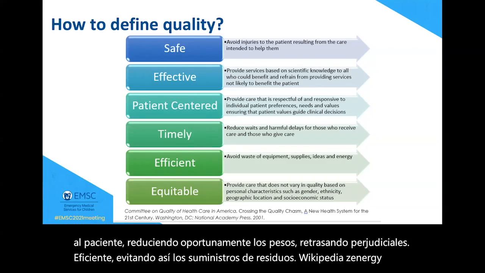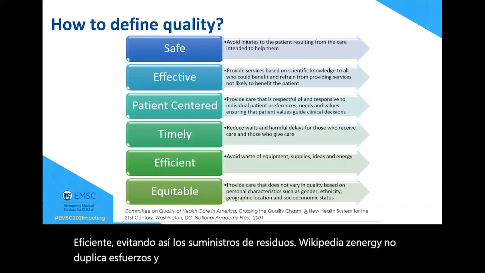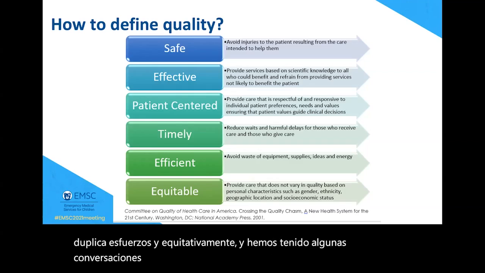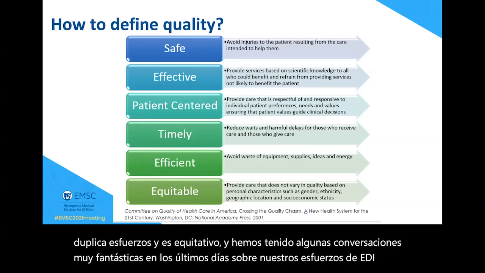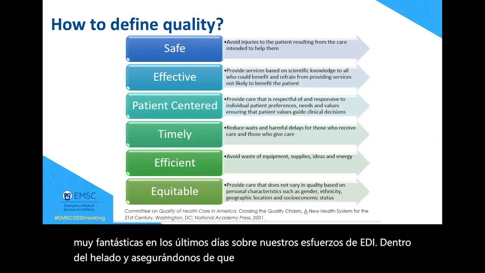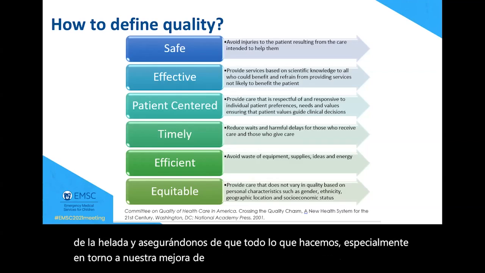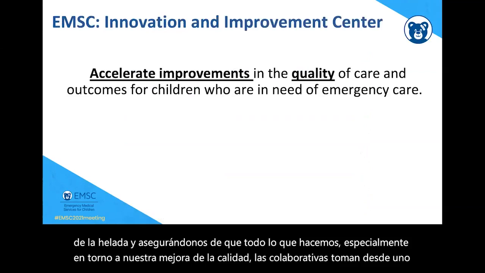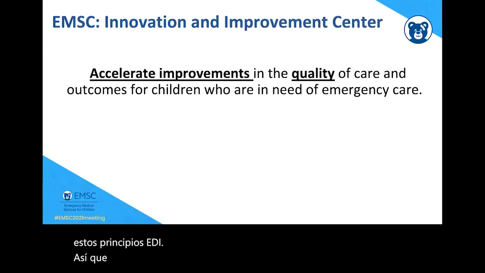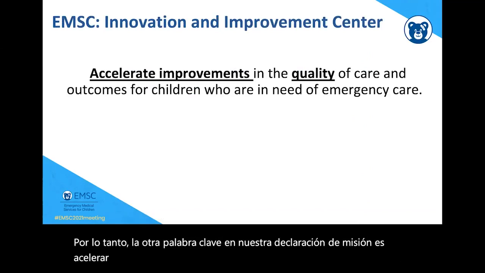And equitable. And we've had some very fantastic talks over the past couple of days on our EDI efforts within the EIIC, and making sure that everything we do, especially around our quality improvement collaboratives, takes in these EDI principles. So the other key word in our mission statement is accelerate improvements in quality. So how do we do that?